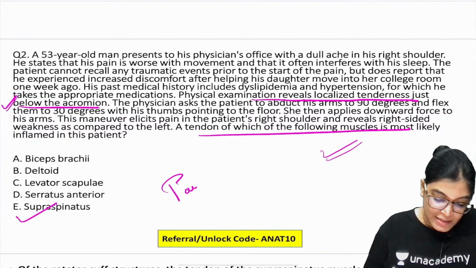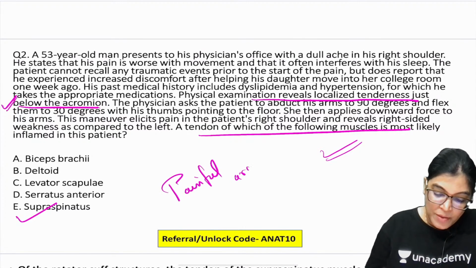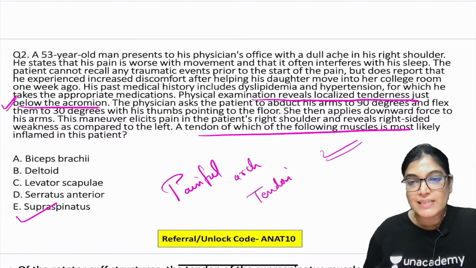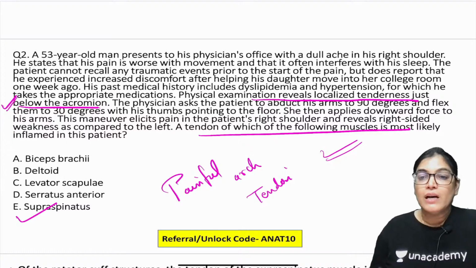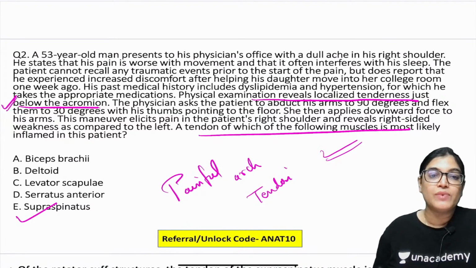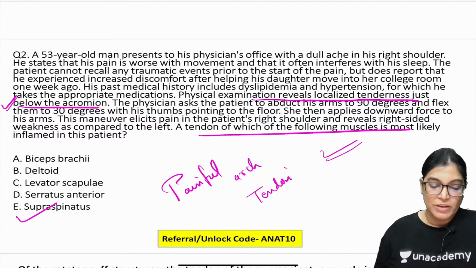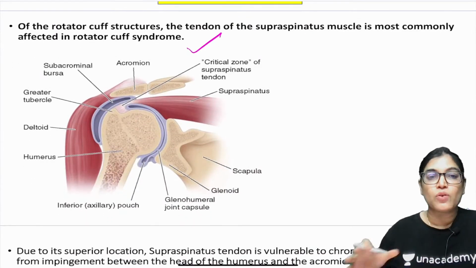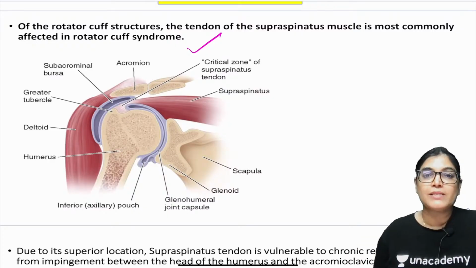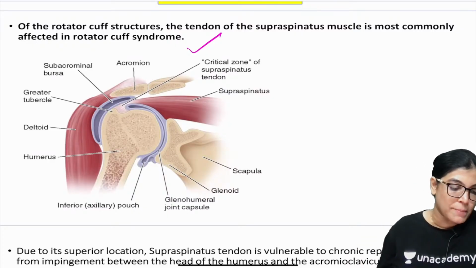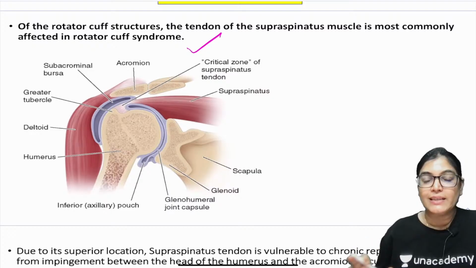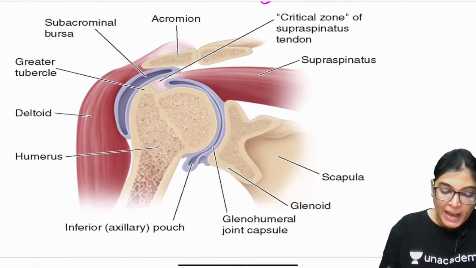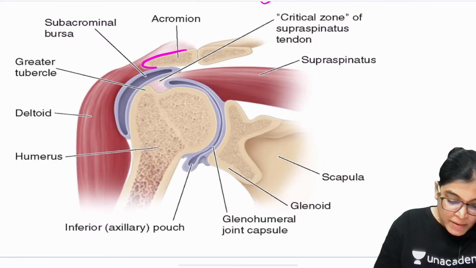Yes, absolutely right. This is a case of painful arch syndrome, and conditions like supraspinatus calcification, supraspinatus tear, and subacromial bursa inflammation will all elicit pain in the patient. See here, it is actually the rotator cuff structure. In the rotator cuff structure, the tendon of supraspinatus is commonly affected. The most common tendon to be affected in rotator cuff injury is the supraspinatus. So let me just enlarge this. Can you see here? This is the acromial process.